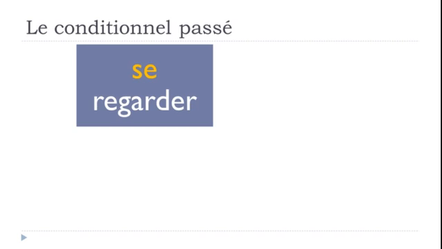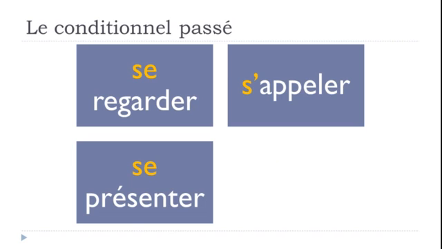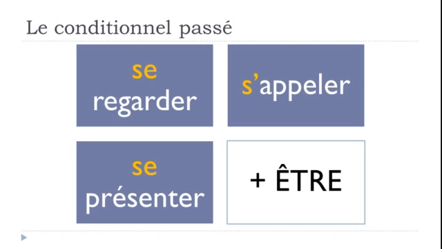But then the other group of verbs that will require être all the time will be what we call les verbes réfléchis, so reflexive verbs, okay? And they usually go like se regarder, s'appeler, se présenter. So they will use être for this conditionnel passé form, and they are exactly the same verbs, you know, as we saw for the passé composé, so it is always the same rule, okay? So, se regarder, s'appeler, se présenter, all the reflexive verbs will require être at the conditionnel passé.